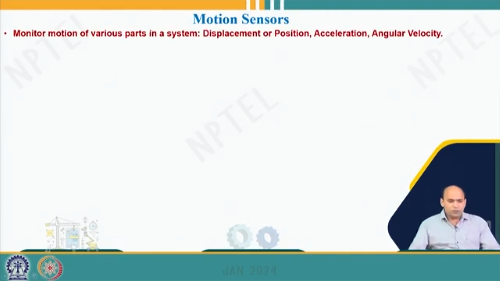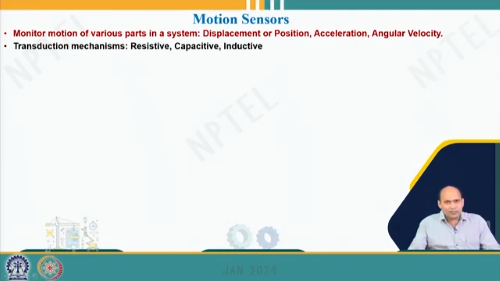Motion sensor. Basically, these motion sensors are used to monitor or measure various motion parameters of different systems. For example, if we want to monitor or measure the displacement or position, then accelerations, angular velocity. These parameters come under motion, and the sensors which are used for measurement of these parameters will be called motion sensors, right.